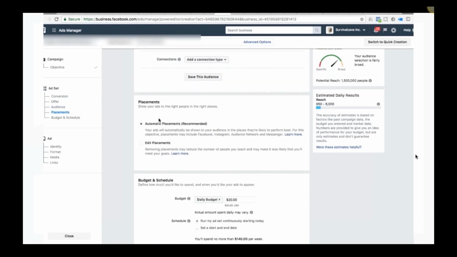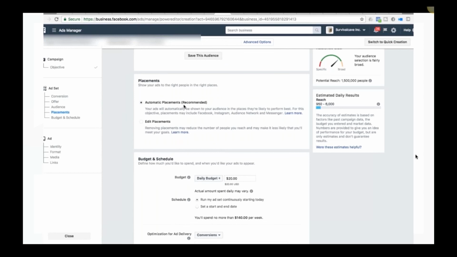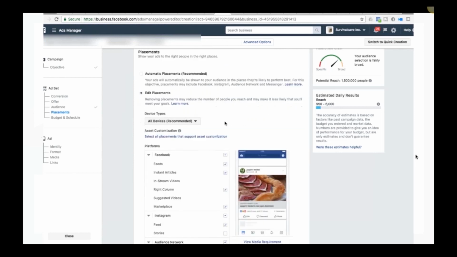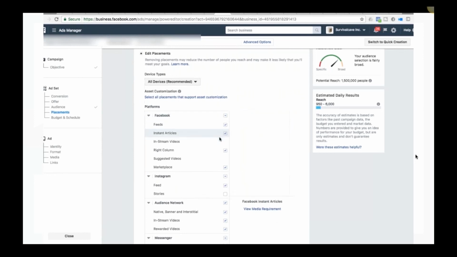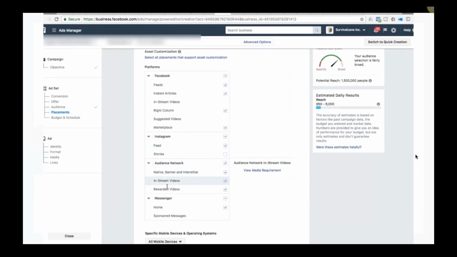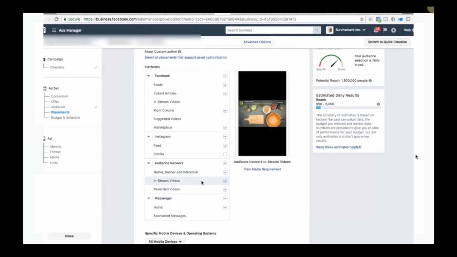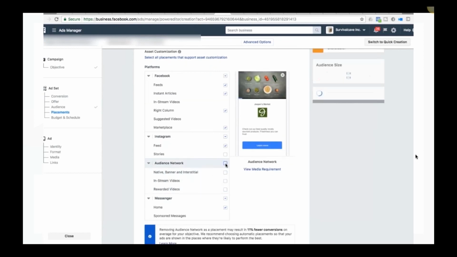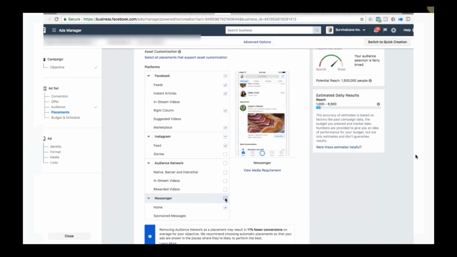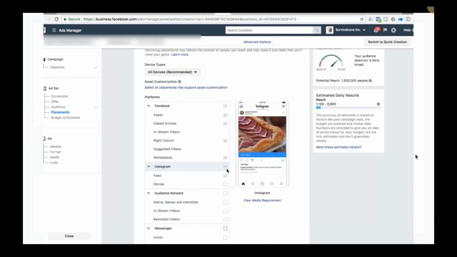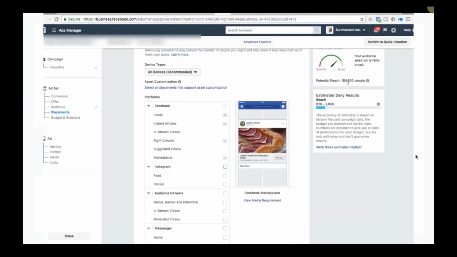Now, what I want to do when I get down to here is I don't want this automatic placements. I want to edit the placements. And why do I want to edit it? Because I want it to look like it's not an ad. If I don't edit this, it's going to go in their audience network into native banners, in-stream video. I don't want any of that stuff, okay? So I'm going to get rid of that. And this is also going to make my audience a little bit smaller. I don't want to do Messenger. I don't want to do Instagram. Now look at this. My reach is down to 150,000 people, which is too small, right?